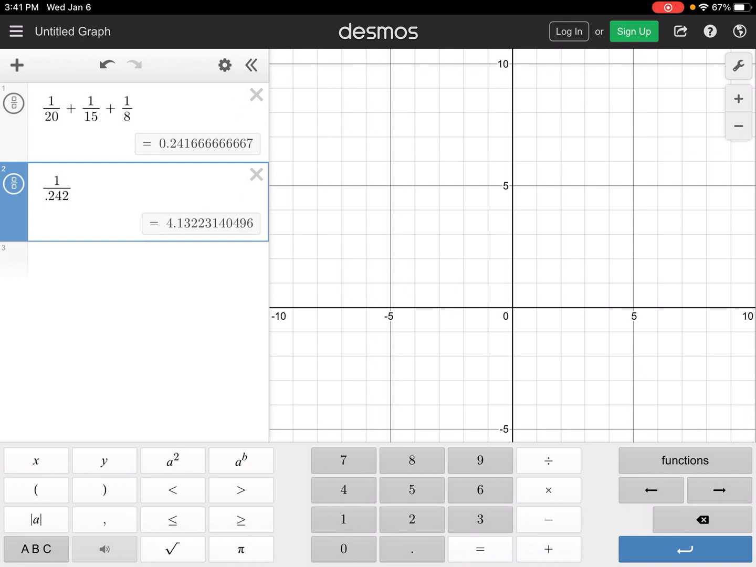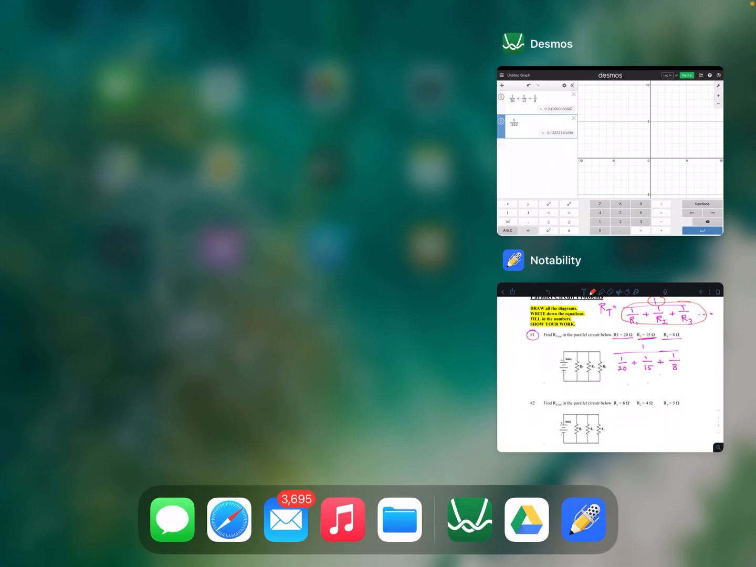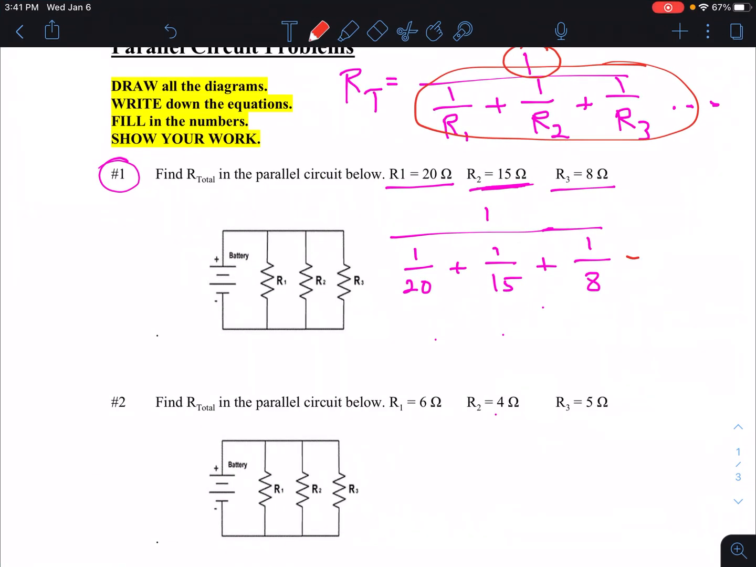So we get 4.132. 4.132 will be our answer for that, and that would be ohms as resistance. That's how you do that kind of a problem. So you guys have question number 2 to do.